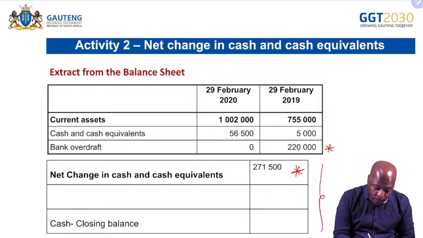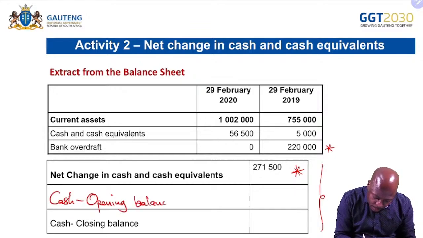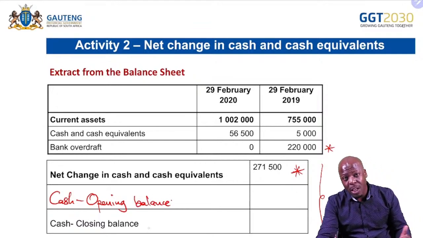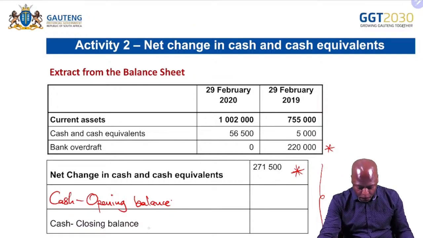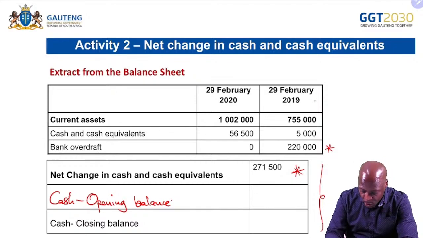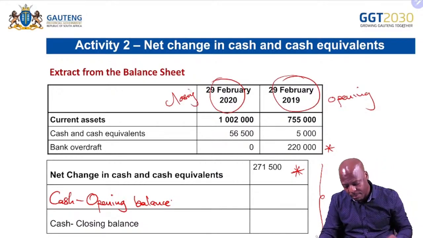Now, after my net change in cash and cash equivalents, I must have cash. Here I'm going to say opening balance, and here is my cash closing balance. Others will say cash and cash equivalents at the beginning, and cash and cash equivalents at the end. Now, which one is my beginning? It is my 2019. That becomes my opening. And my 2020 becomes my closing.